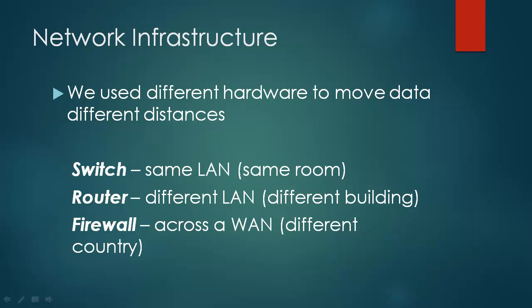We covered LAN and WAN basics in intro networking, but if you have any questions about that, let me know. So the main point is it depends on where you're sending data. If it's in the same LAN, it just goes across a switch. If it's across different LANs, it's a router. And if it's going across the WAN or the internet, you're going to go across a firewall.